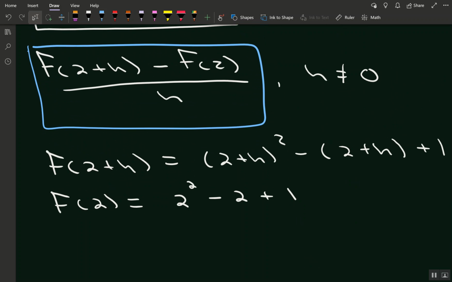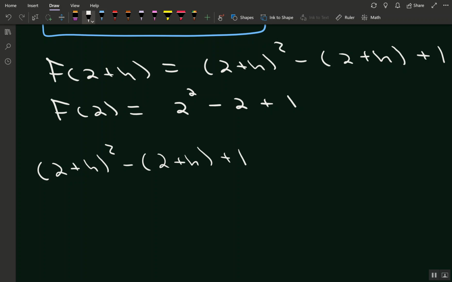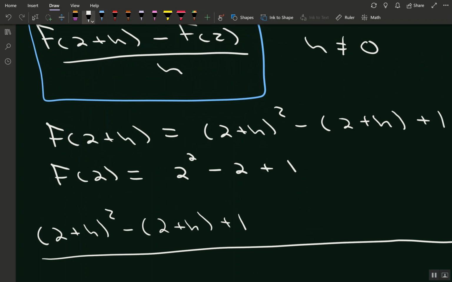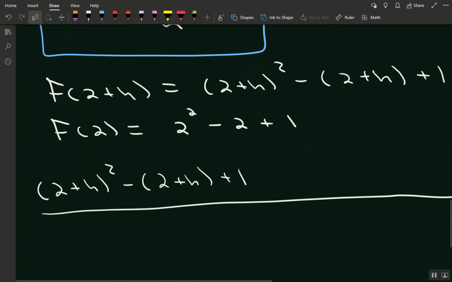Okay, now if you look up here, we have to deal with this guy right here. So we have to create this. So I got to take the f of 2 plus h, which is all this stuff: 2 plus h squared minus 2 plus h plus 1. Okay, so far I've done the f of 2 plus h. Let me get that big old division bar going so you get a sense of where I'm going. Now I got to subtract all of f of 2. Oh, f of 2 is 2 squared minus 2 plus 1.